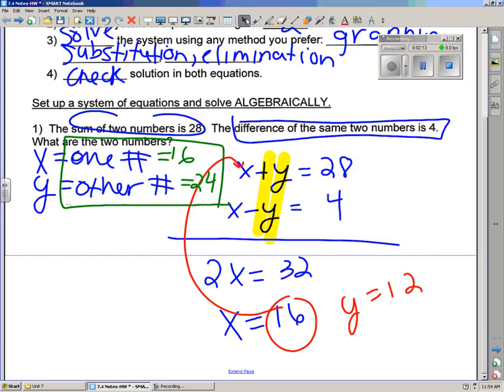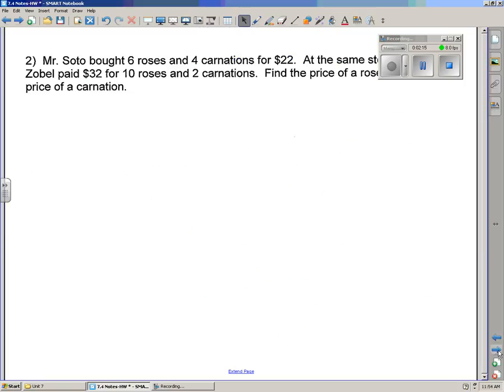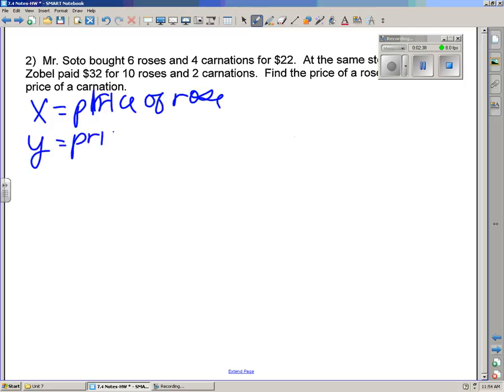Let's try another one. Mr. Soto buys 6 roses and 4 carnations for $22. At the same store, Mrs. Zobel paid $32 for 10 roses and 2 carnations. Find the price of a rose and the price of a carnation. So let's say that x would be equal to the price of a rose. And let's have y be equal to the price of a carnation.